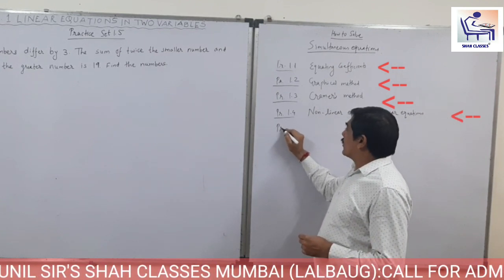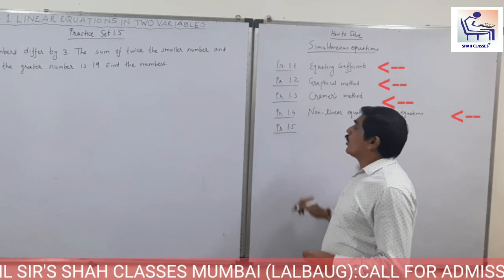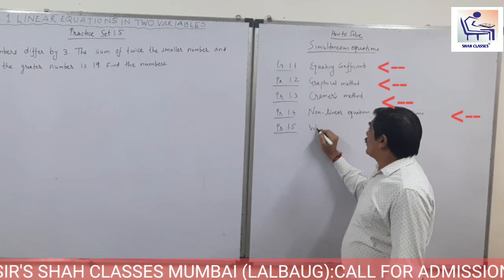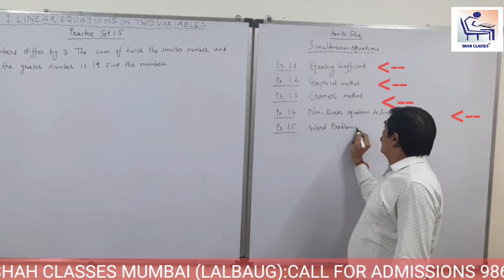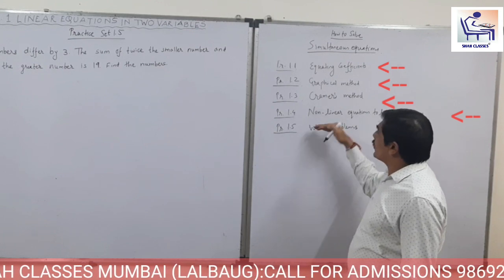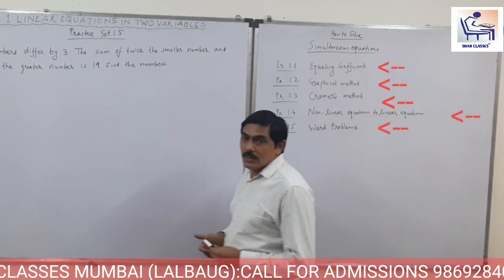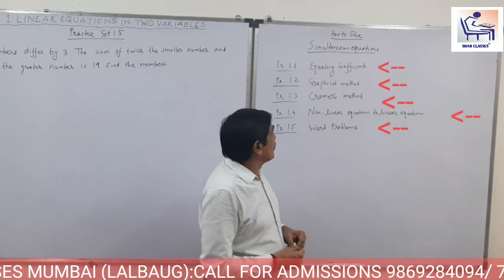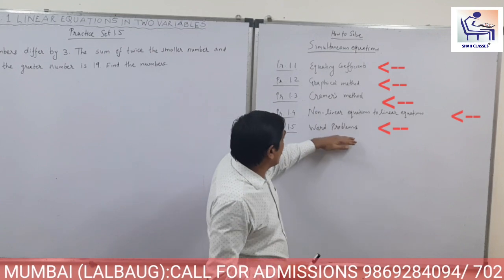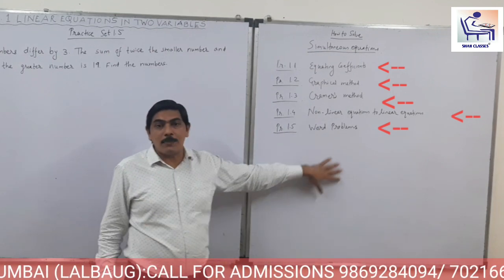Now in this practice set 1.5 we are going to learn the word problems regarding linear equations. This is the fifth exercise and the last exercise of this chapter. So we are going to solve one by one. I hope you got the overall snapshot of this overall chapter.